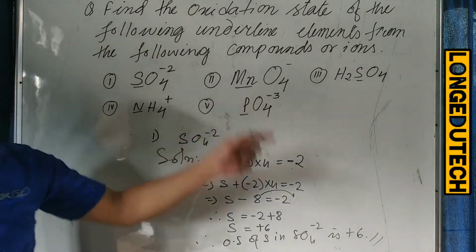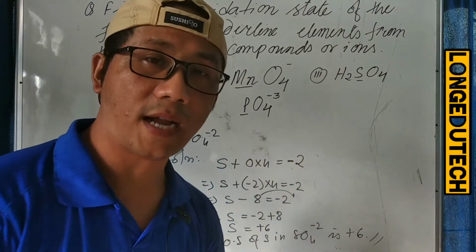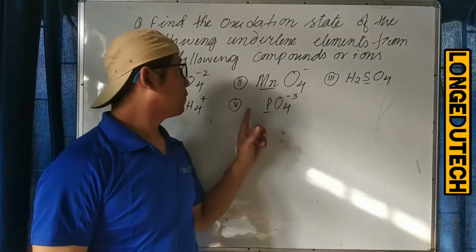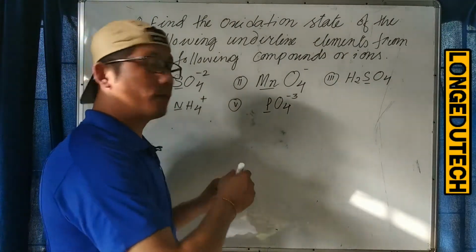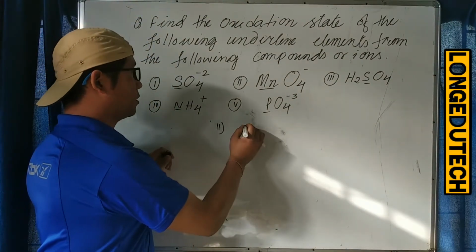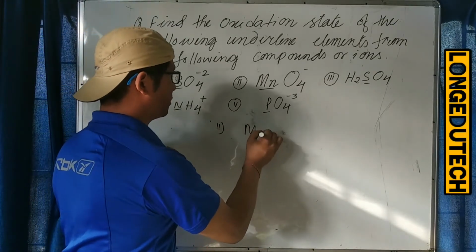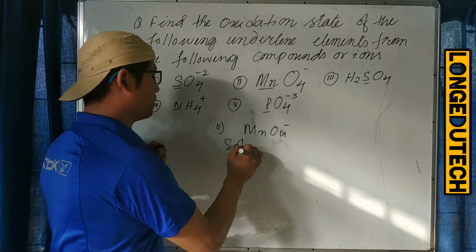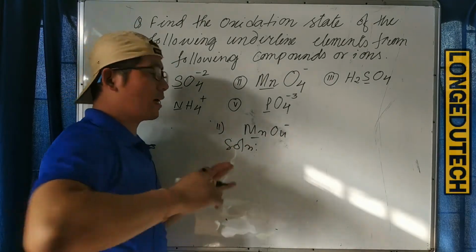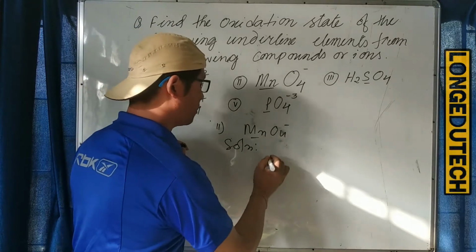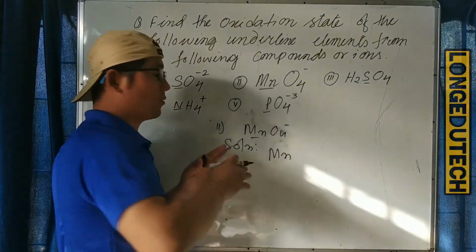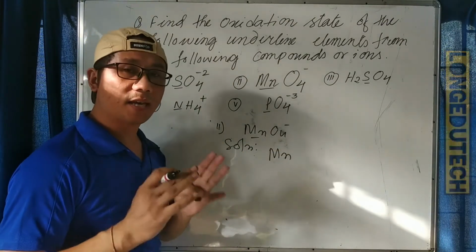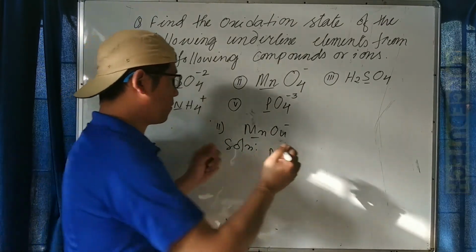Let us find out for the different elements in different compounds or ions. Now for the MnO4, the second question here. This is manganese oxide, right? MnO4 minus. Solution: we have to find out for the manganese in this ion. You can write Mn, or you can take X. I told you, let X be the oxidation state of the manganese. Like that also you can do, or just Mn, no problem.